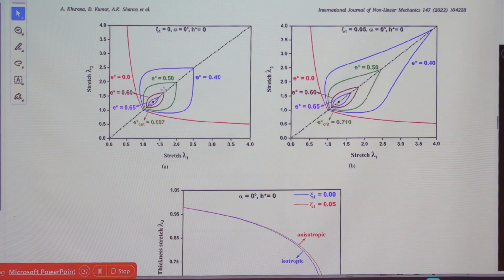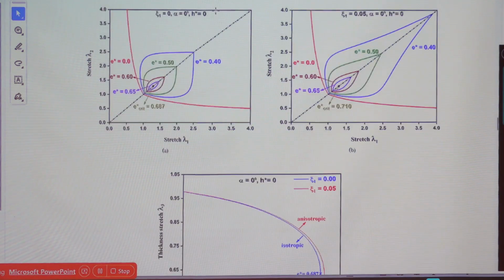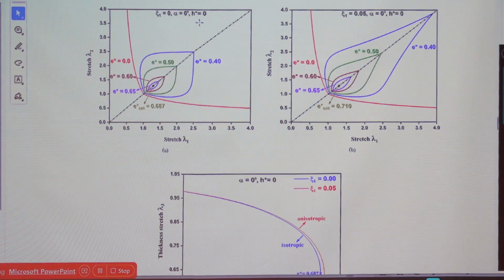Definitely it will have an electrical term and a magnetic term, okay. So one thing I try to explain here, I can show. Here the magnetic field is 0, okay. Epsilon 1 is 0, meaning no anisotropy. Alpha is 0, meaning the orientation is horizontal. So this is for the validation part, because we are comparing with the standard dielectric membrane. So we are comparing an isotropic dielectric membrane. The magnetic field is 0, because in a dielectric only the electric field is there. Anisotropy is not there because we are considering an isotropic membrane, okay.